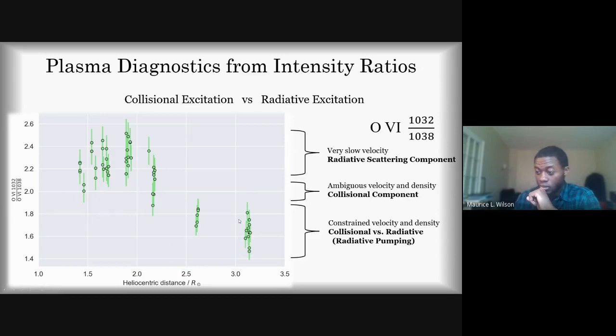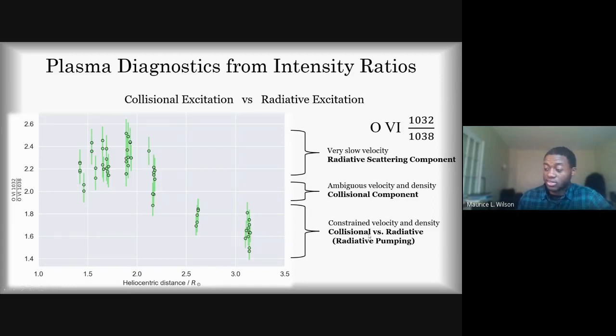Down here, we observed intensity ratios less than 2.0. And that's when there's a balancing act, when the radiative component is comparable to the collisional component, and that's when you can constrain the velocity and density. You can constrain the velocity up here, but that's particularly when the CME is moving very slowly. But down here, when the ratio is low, regardless of the velocity, even if it's 1,000 kilometers per second, you can determine that using intensity ratios. And that's due to radiative pumping.